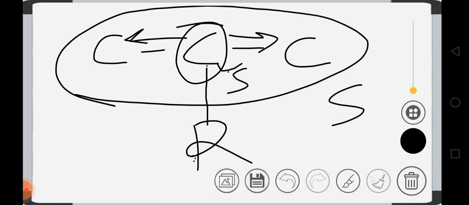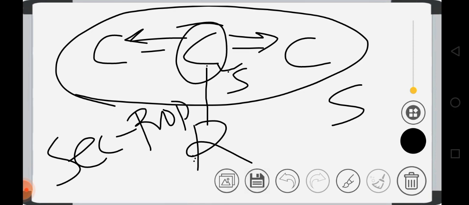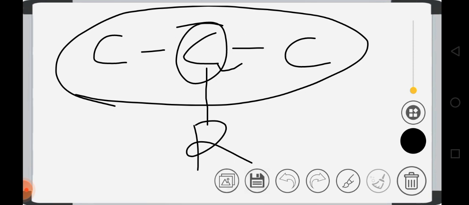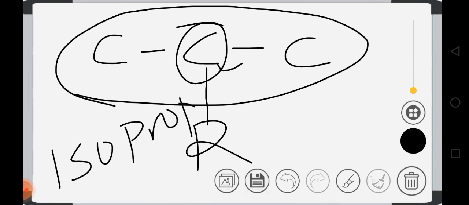Now we're supposed to call this compound secondary, sec-propyl. That's what we're supposed to call it, sec-propyl. But since there is nothing like sec-propyl in organic chemistry, sec starts from 4 carbons and above, we relax ourselves first, and the name now becomes isopropyl. That's why I'm going to call this one isopropyl.